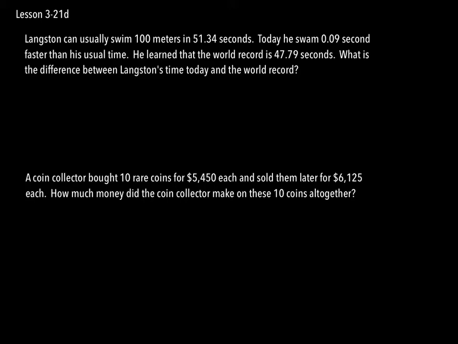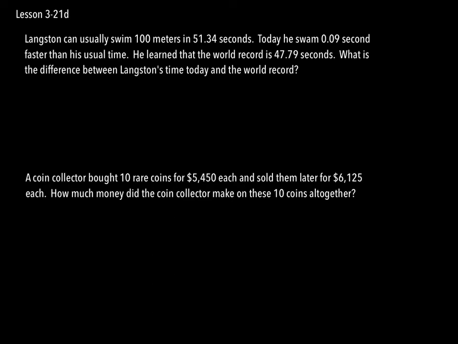So the first one is Langston can usually swim 100 meters in 51.34 seconds. Today he swam 0.09 seconds faster than his usual time. He learned that the world record is 47.79 seconds. What is the difference between Langston's time today and the world record? So what I want you to do is solve this multi-digit story problem.